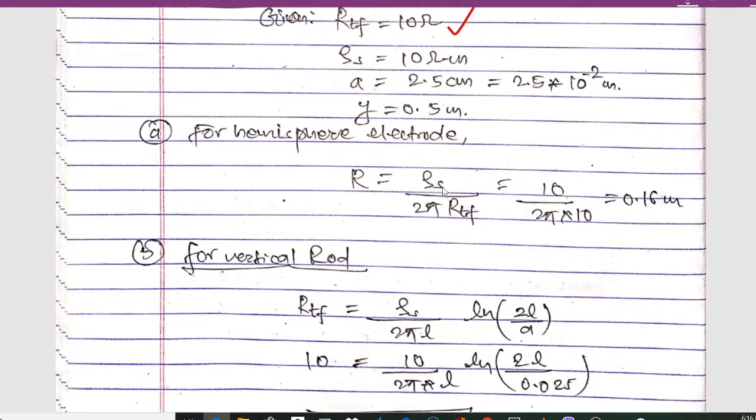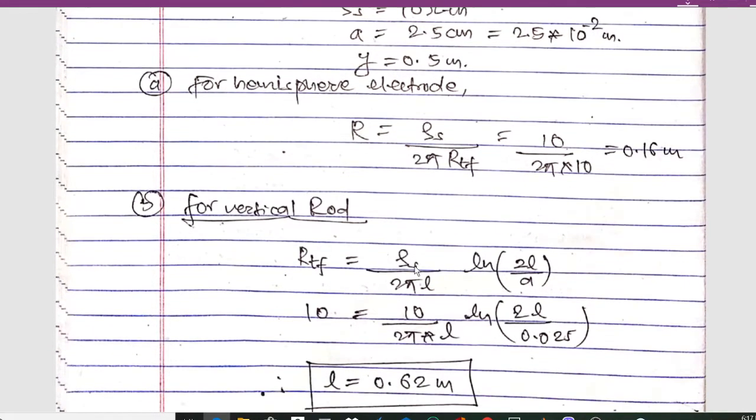So R is equal to ρs upon 2π RTF. ρs is given as 10 ohm meters, so 10 upon 2π, and RTF is also given as 10 ohms. So 10 upon 10 cancels, leaving 1 upon 2π, which will be 0.16 meters.